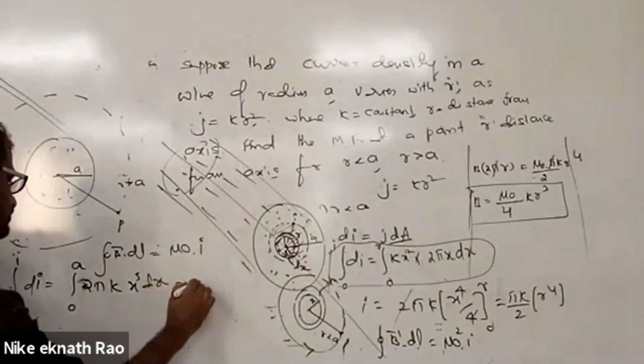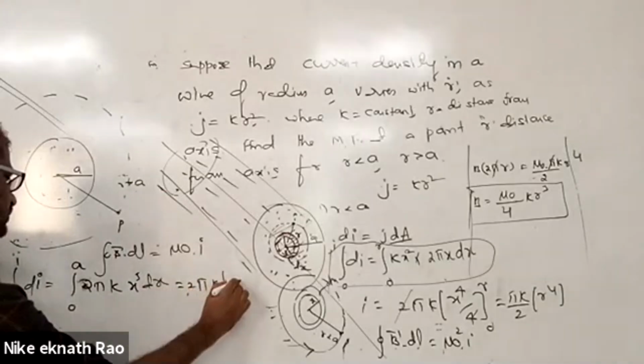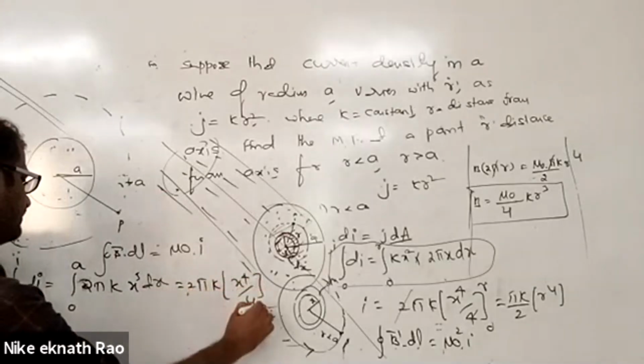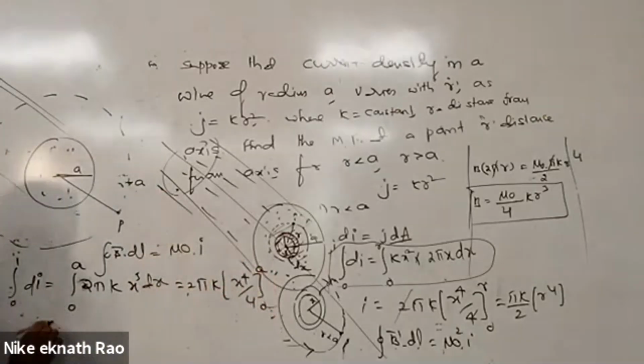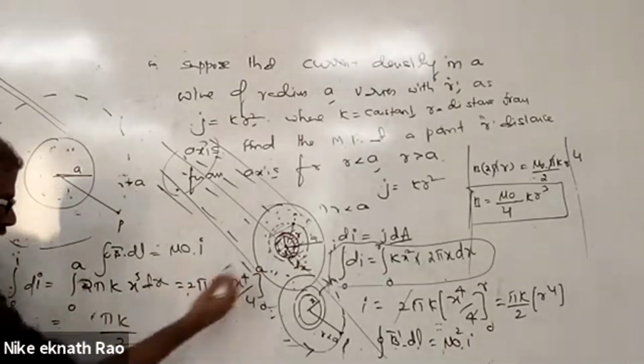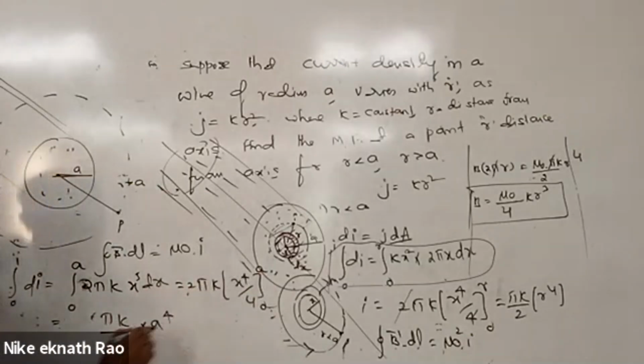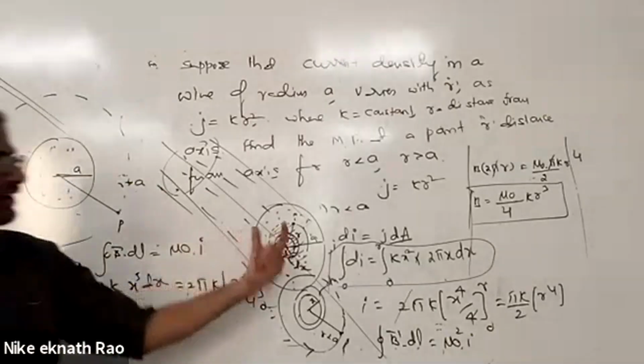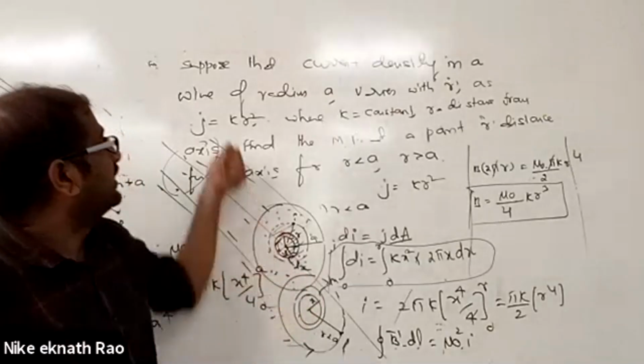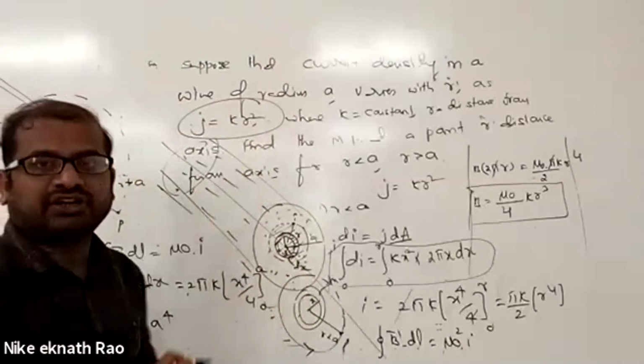This becomes how much? 2 pi K into x power 4 by 4, limit from where to where? 0 to a, this is the total current. This will be 2 pi K by 4, which means pi K by 2, into a power 4. This is the value of current across this entire cross section when density is varying.